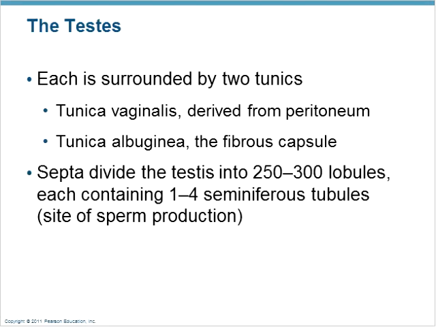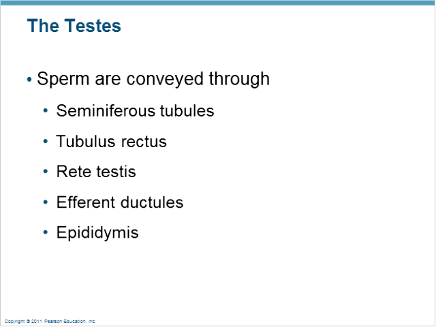The testes each are surrounded by 2 tunics. There's the tunica vaginalis and the tunica albuginea. The tunica vaginalis is derived from peritoneum, and the tunica albuginea is the fibrous capsule. The septa divide the testes into 250 to 300 smaller lobules, and each of the lobules contains 1 to 4 seminiferous tubules, which is the site of actual sperm production.